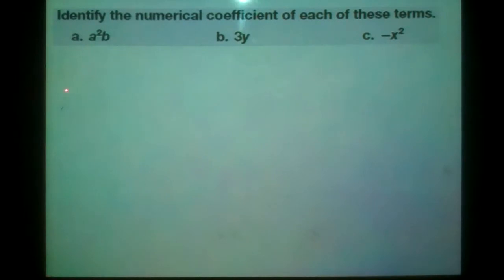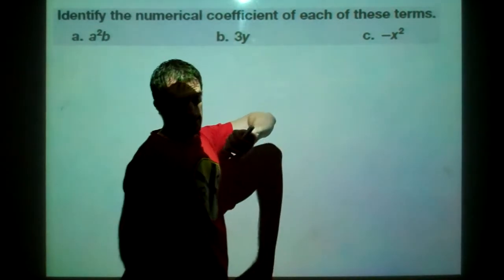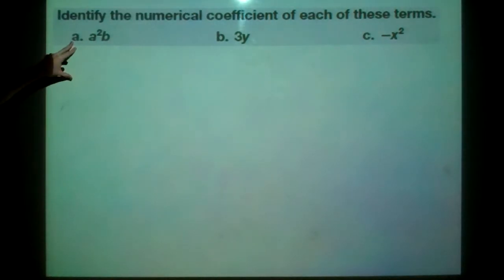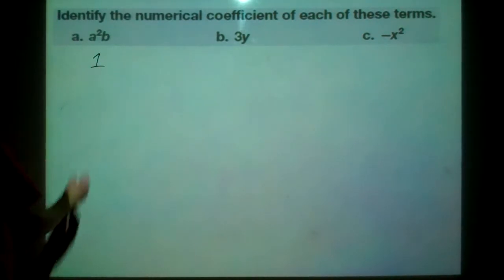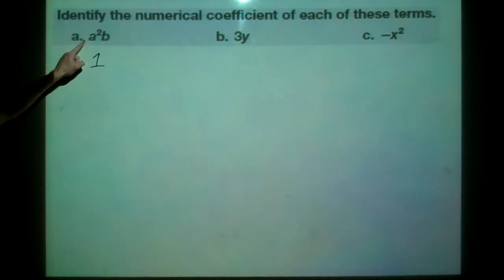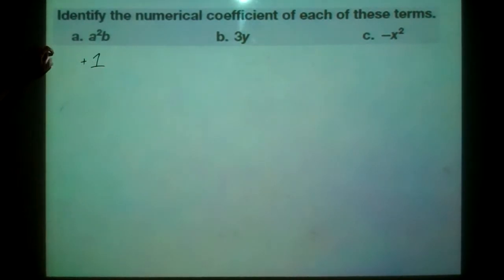Alright, if we just want to identify the numerical coefficient of these terms, we would look at what number is in front of each of these and what sign is in front of these. So for A here, we don't see a number. So remember, if we don't see one, it's 1. And I don't see a minus sign or a negative sign, so I know it's positive 1. You don't have to write positive 1, you could just write 1.